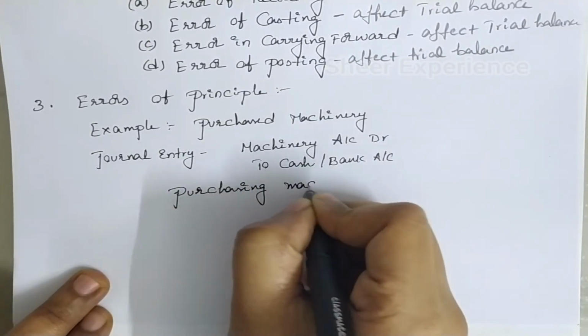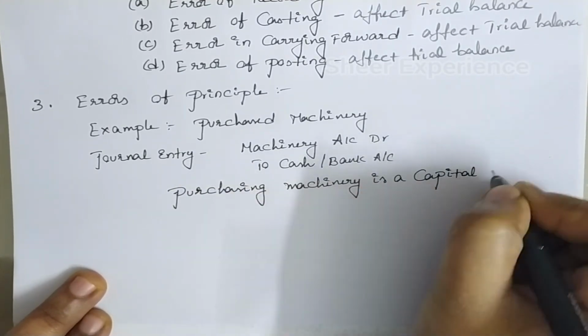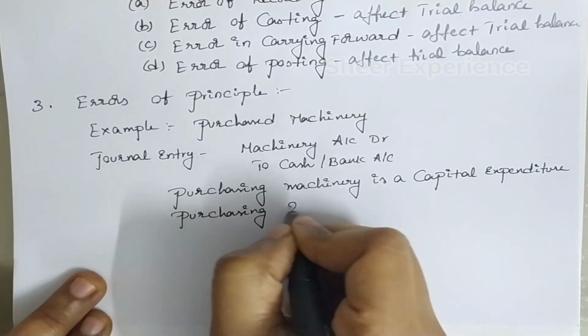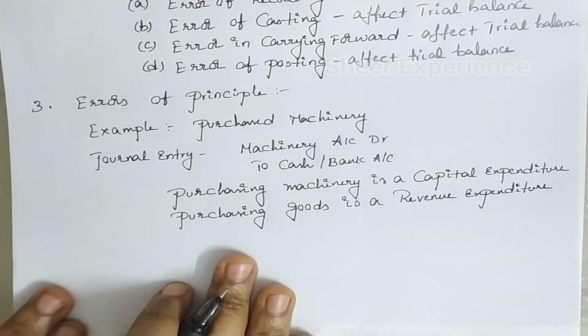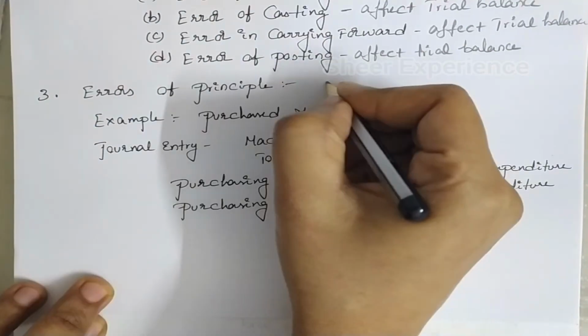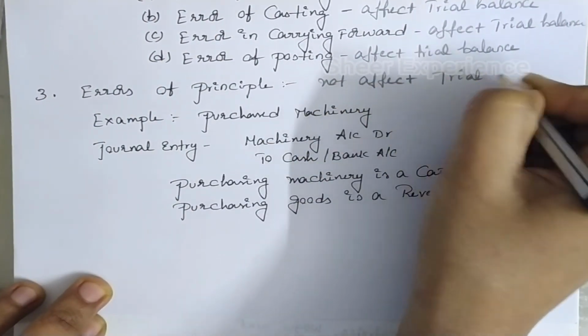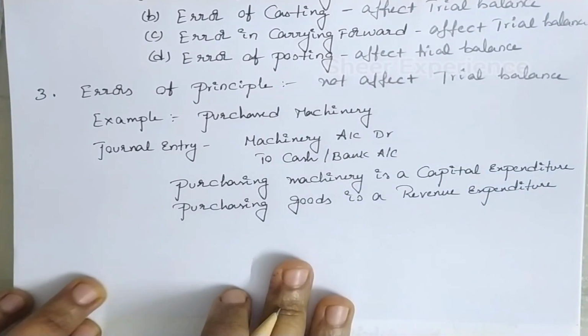Purchasing machinery is considered as a capital expenditure. Purchasing goods is considered as a revenue expenditure. Both are expenses. These two amounts we will mention in the debit side of the trial balance. So this error will not affect trial balance.